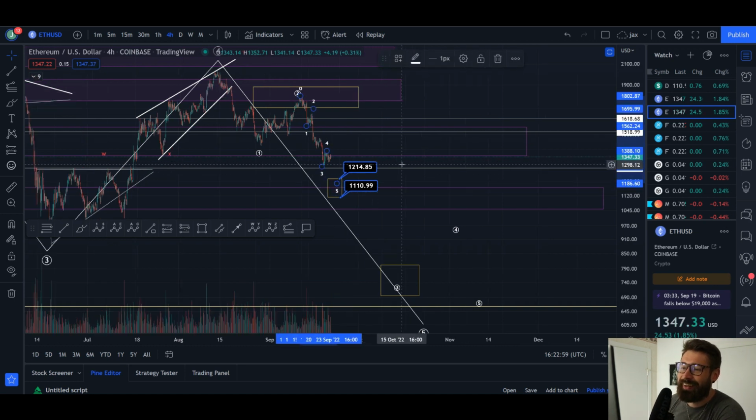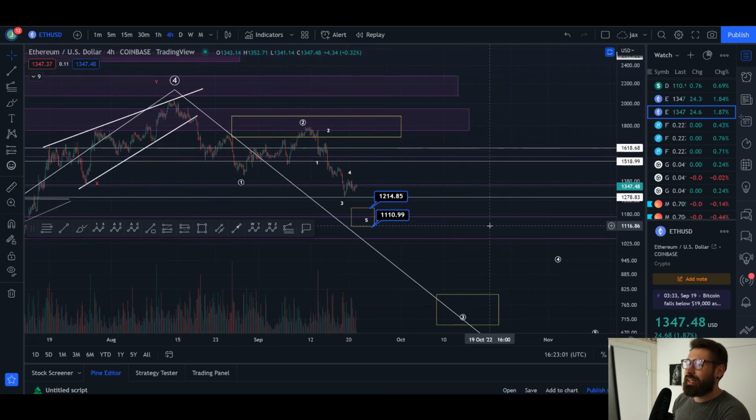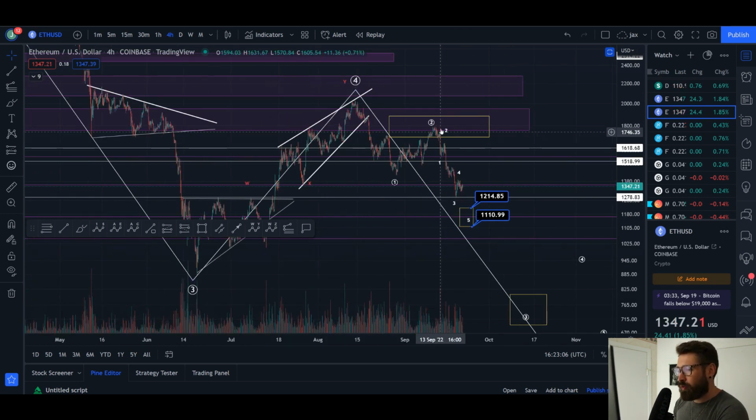All right, guys. So this is the wave count I'm looking at, that we're coming down in a wave 3. This is a completion of a wave 4, completed a wave 1, wave 2 pullback.